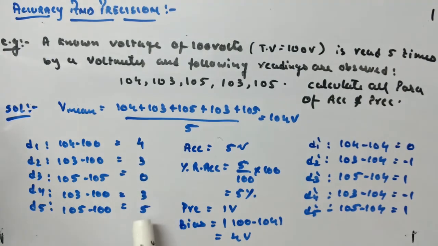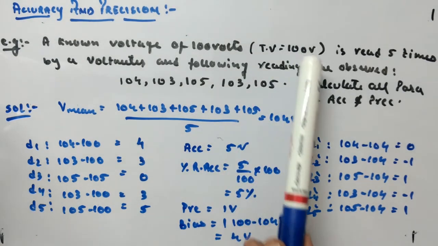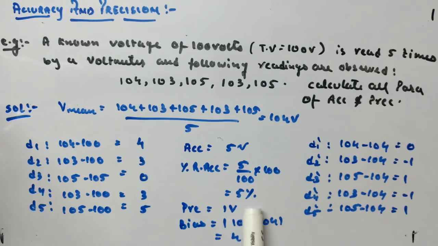So maximum you can see the mod is 5 volts. So accuracy will be 5. Percentage relative accuracy will be 5 divided by the true value, that is 100, into 100, that comes out to be 5%.